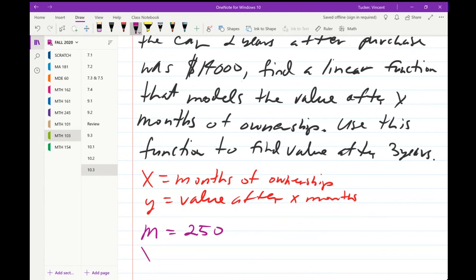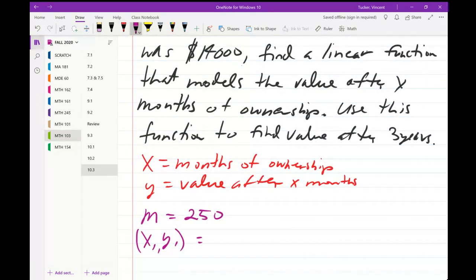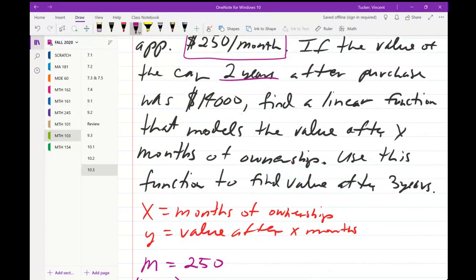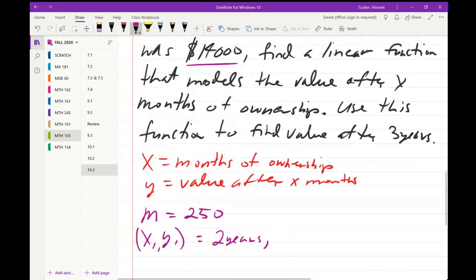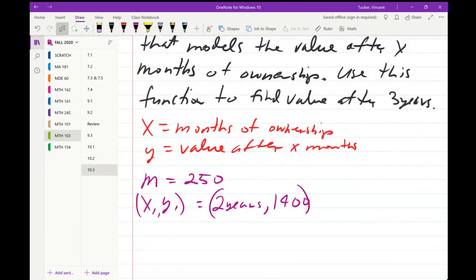Then we need x1, y1. And that would be 2 years and 14,000. So remember, x is months of ownership, and y was the value after x months. The reason why we have to make sure we read this properly is because we're talking about months here, but they gave it to us in years. So we do need to convert that before we actually use it in our problem.